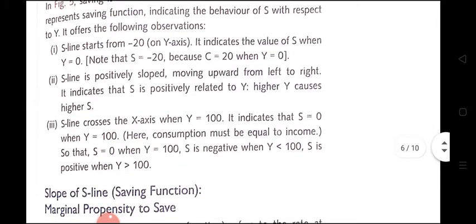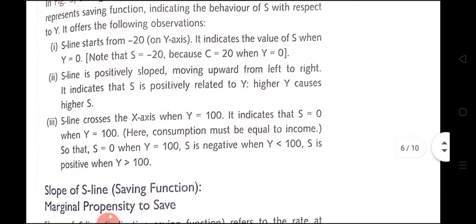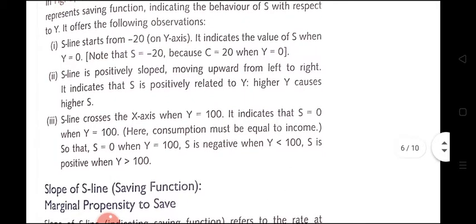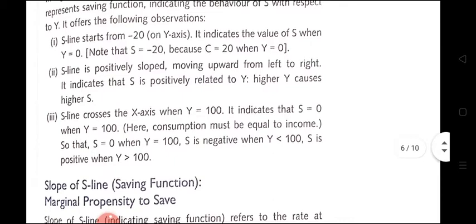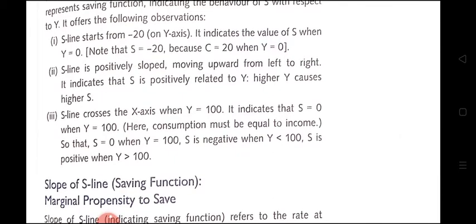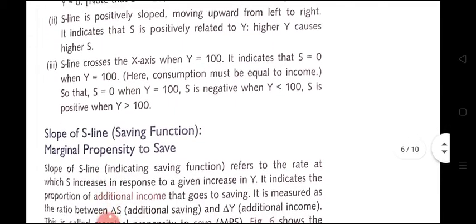If Y increases, that is income increases, saving will also increase. And the S line crosses the X axis when Y equals 100. This states that when saving equals 0, income is 100. So, income is more than 100.